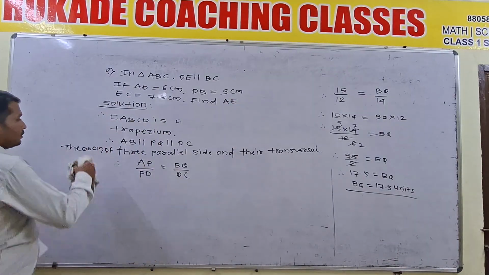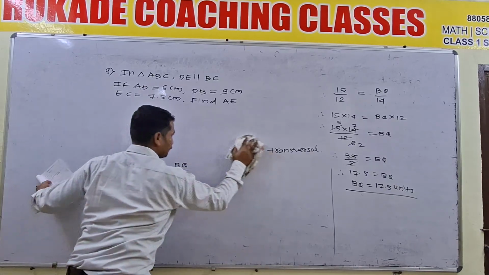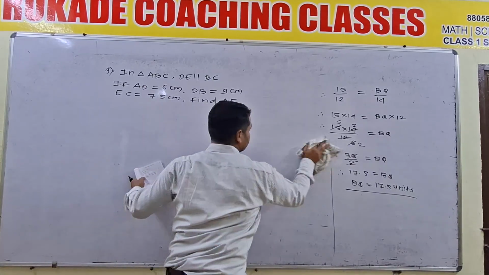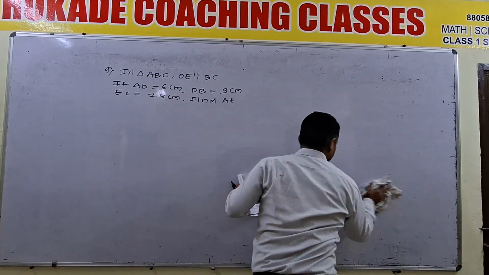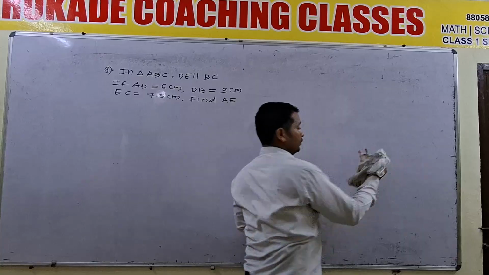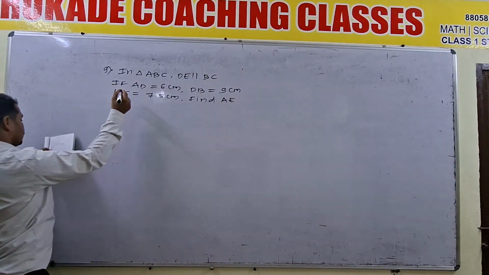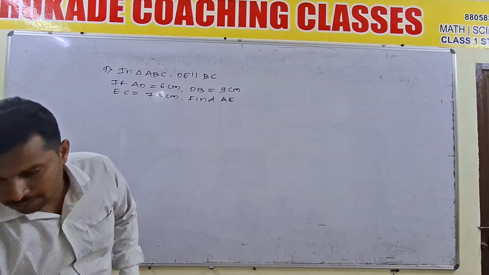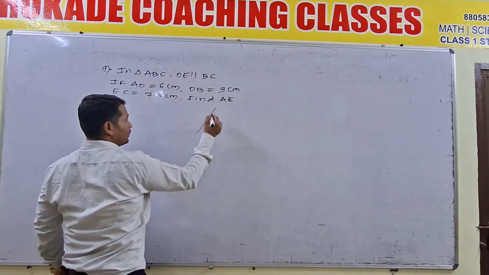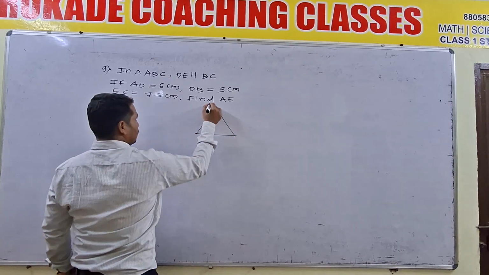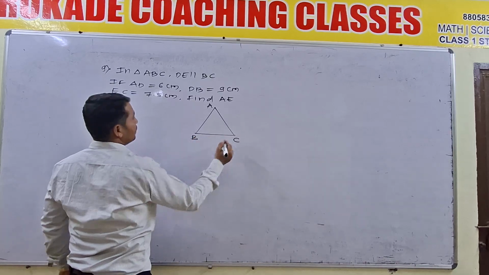Now look at the boards. Now find the value of AE. Yes. Now each and every question is very easy. You get a higher scoring of marks in your first semester. The last 1 second. So we know that there is a triangle ABC, with sides AB, AC and BC.